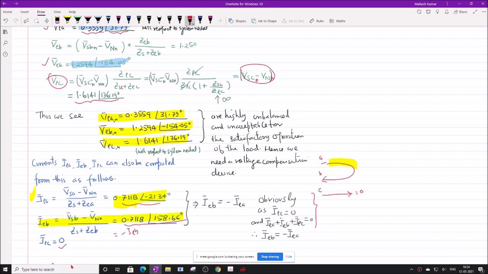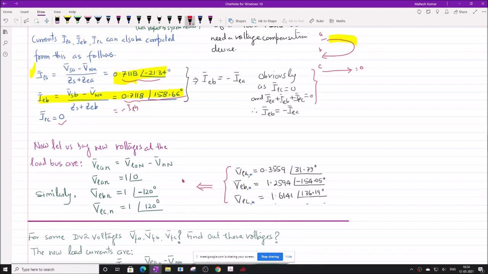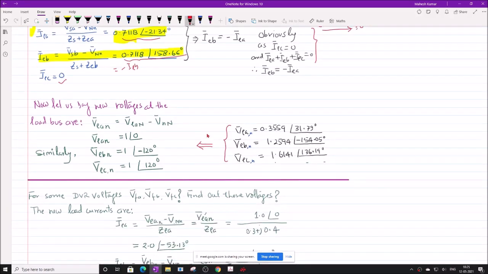Okay. So with these configurations, we can solve for the DVR voltage. So let the new load voltages be 1 angle of 0 per unit, and this is per unit, this is per unit. And these are the old load terminal voltages, so they have to be transformed to these voltages. So with these new voltages, what will be the current?